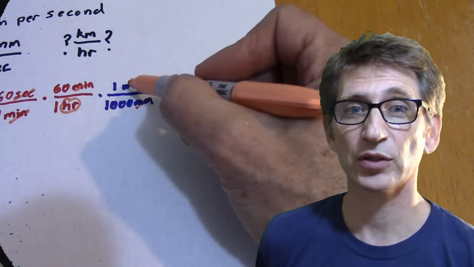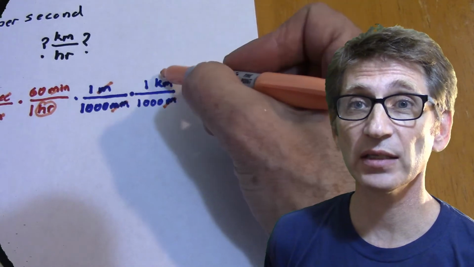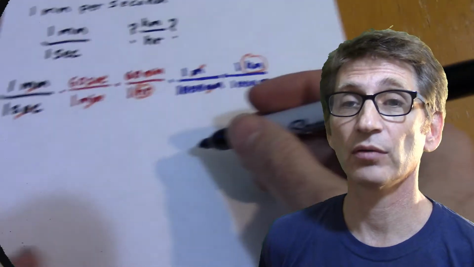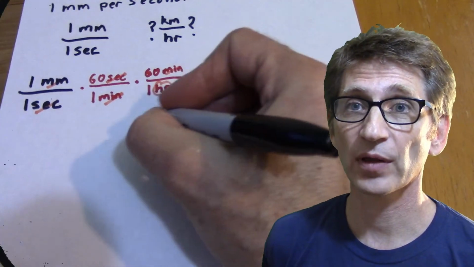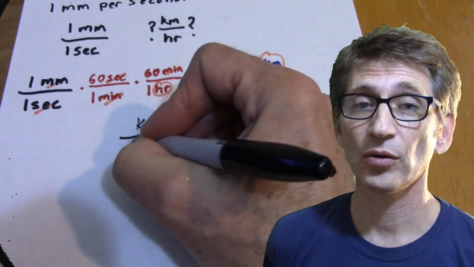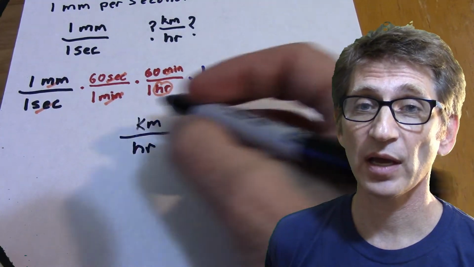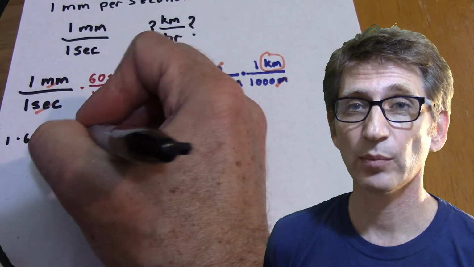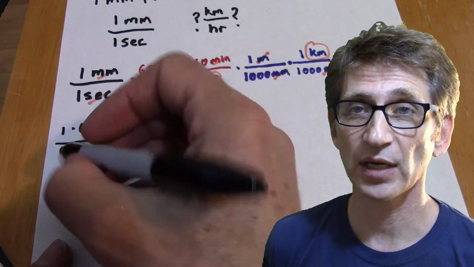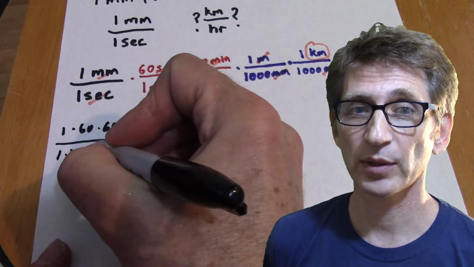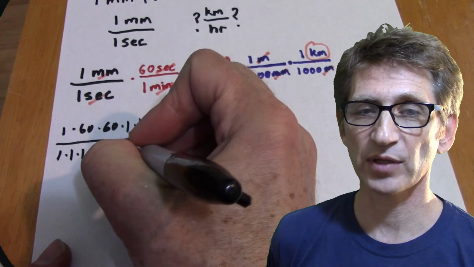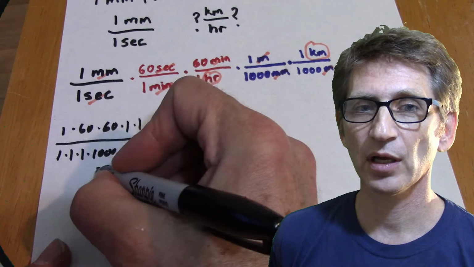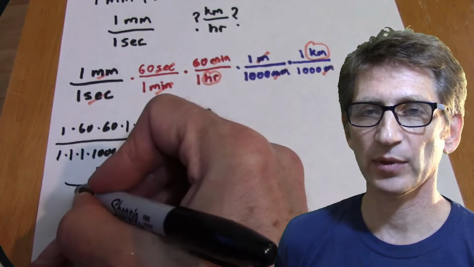Now I've got this really cool expression: 1 millimeter over 1 second times 60 seconds over 1 minute times 60 minutes over 1 hour times 1 meter over 1,000 millimeters times 1 kilometer over 1,000 meters. All those units cancel out except hours and kilometers. Now I have straight fraction multiplication, so I multiply the numerators, 1 times 60 times 60 times 1 times 1. The denominator, 1 times 1 times 1 times 1,000 times 1,000. So I end up with 3,600 kilometers in the numerator, 1 million hours in the denominator.